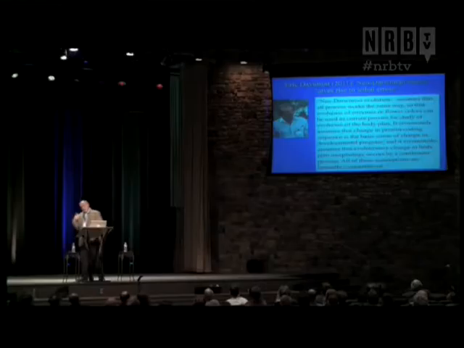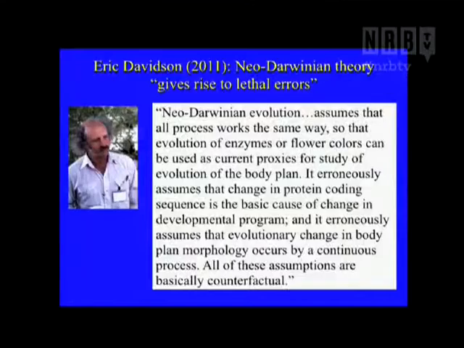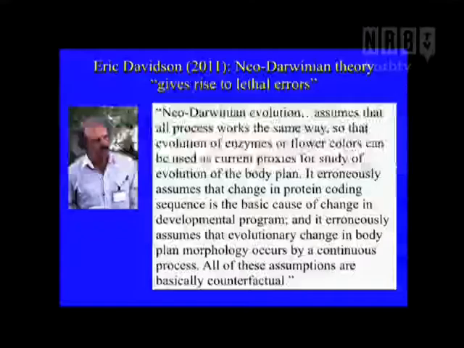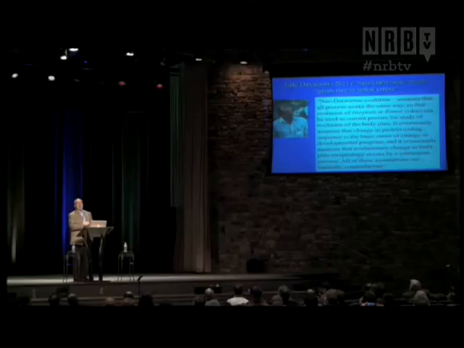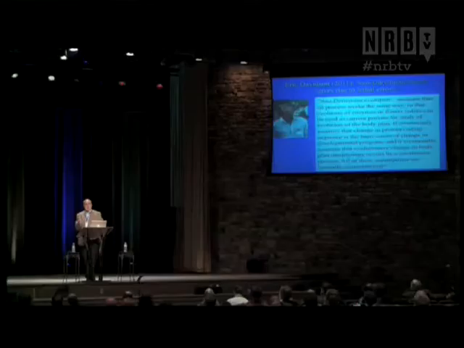Eric Davidson, 2 years ago, and he's continued on this theme in his work, has said, Neo-Darwinian theory is based on assumptions that are counterfactual. And he says it gives rise to lethal errors. This is textbook evolutionary biology now that he's criticizing. Not for reasons related to the intelligent design controversy, because Eric Davidson is a strong opponent of intelligent design. Rather, he's saying, I cannot make textbook theory work to explain where animals came from, which after all is what I want to do. All right, we've got 15 minutes for questions, and I'll stop here.